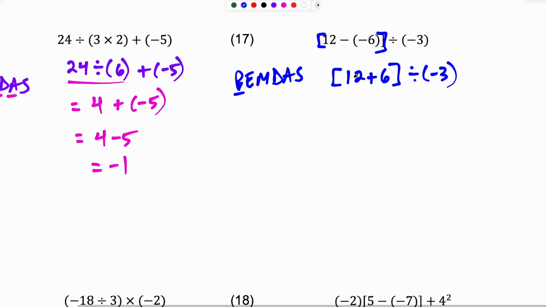So we work this out. 12 plus 6 is 18. So we're doing 18 divided by -3. And 18 divided by -3 is -6 because when we do a positive number divided by a negative number, the quotient comes out negative, and 18 divided by 3 is 6.